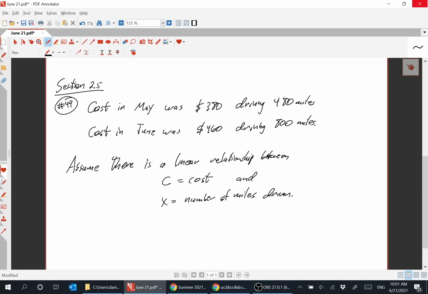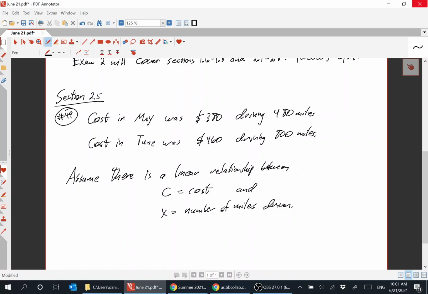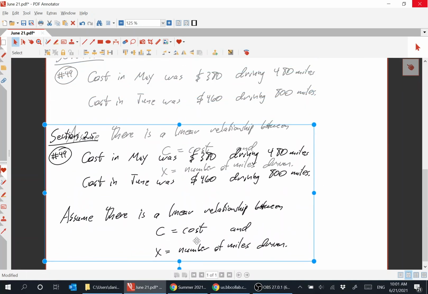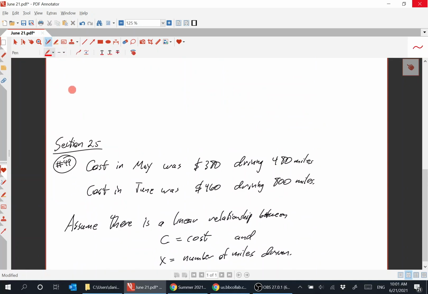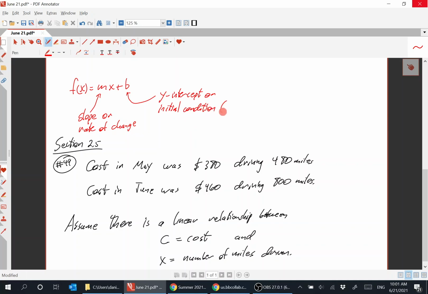In all the problems in this section, we're assuming a linear relationship. And remember, with a linear function, the idea of slope and y-intercept take on a more specific role. If you have a function f of x that is linear, mx plus b, the slope is also called the rate of change. And the y-intercept is also the initial condition, or initial quantity. In other words, the value of f of 0 is b. So initial, at the beginning.